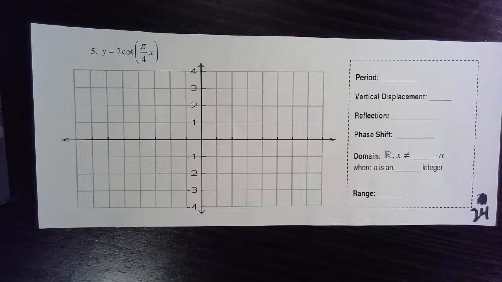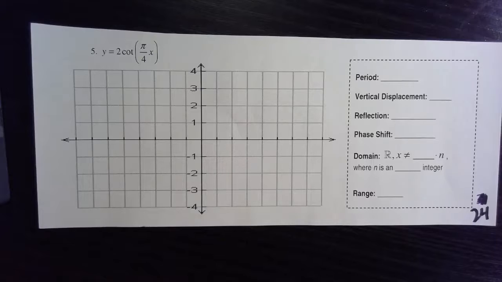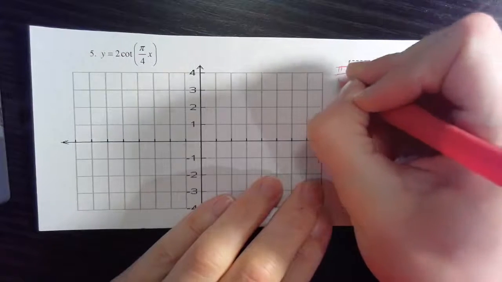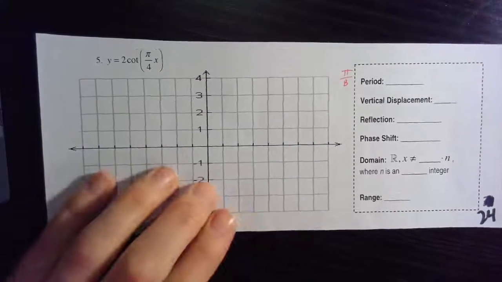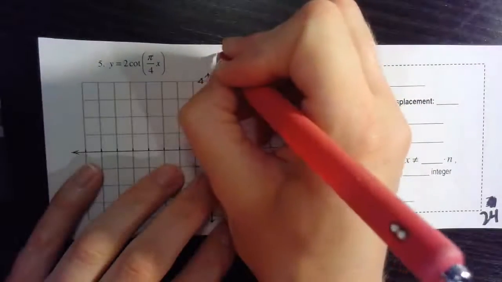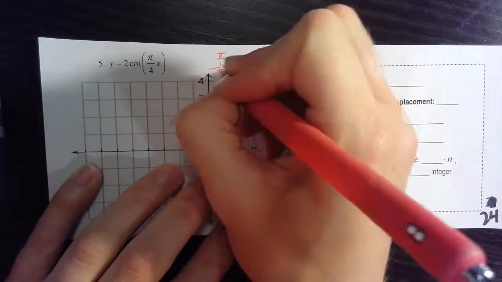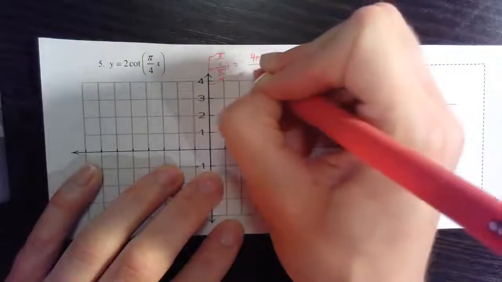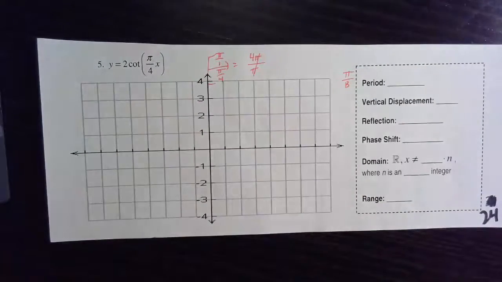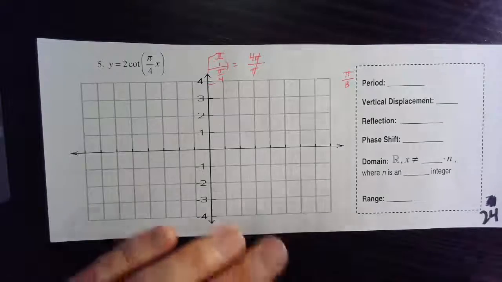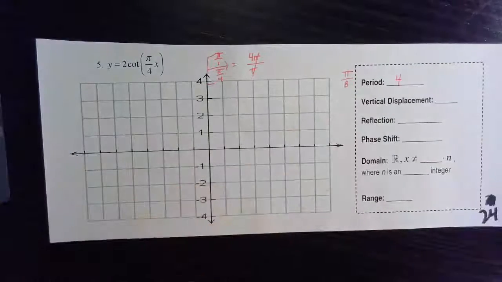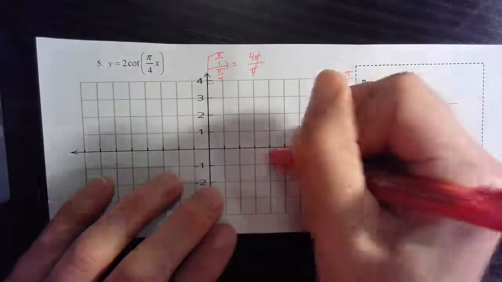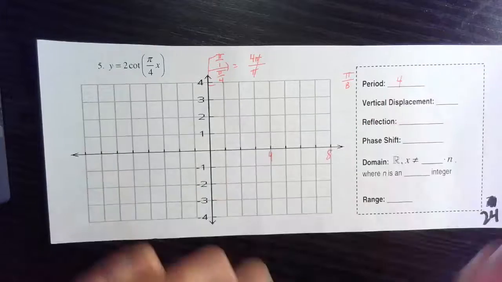Alright, this last question on the tangent and cotangent practice is a cotangent function. So we're going to start by doing pi divided by the b value. In this case, b is pi over 4. So pi over 1 divided by pi over 4 will give us a 4 pi in the numerator, a pi in the denominator, and then luckily those cancel out and our period is just 4. The reason why I say luckily is because this makes labeling the x-axis super easy. The fourth tick mark is 4, so each tick mark is only worth 1.